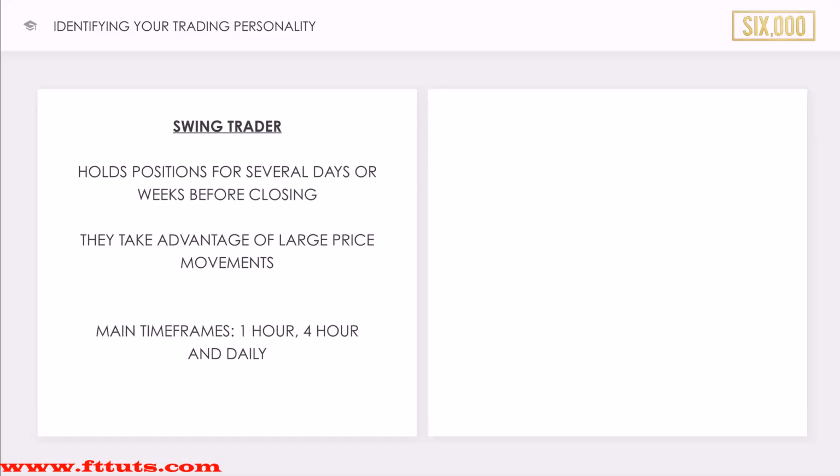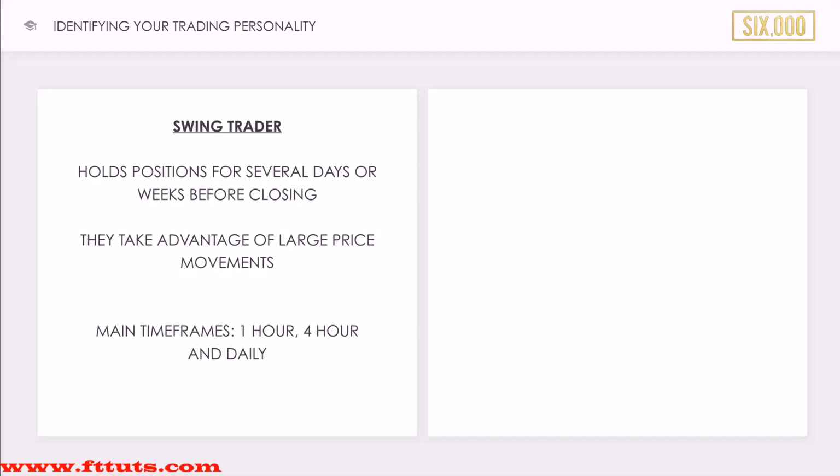Now our third type is a swing trader. I'm a swing trader, and a swing trader holds positions for several days or weeks before closing. They take advantage of larger price movements, and the main time frames are 1 hour, 4 hour and daily, sometimes as low as the 30 minute or 15 minute for entering different trading positions.